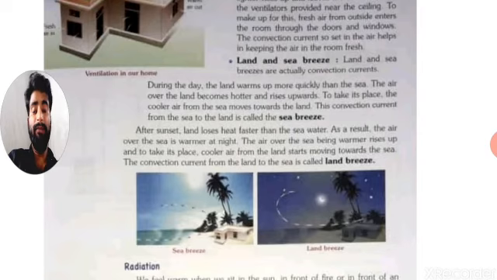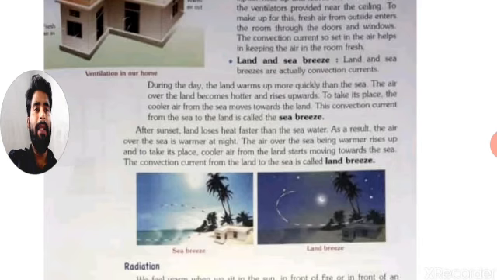But after sunset, what happens? The sea is warm, but the land loses its hotness. Cooler air from the land starts moving towards the sea. The convection current from the land to the sea is known as the land breeze.